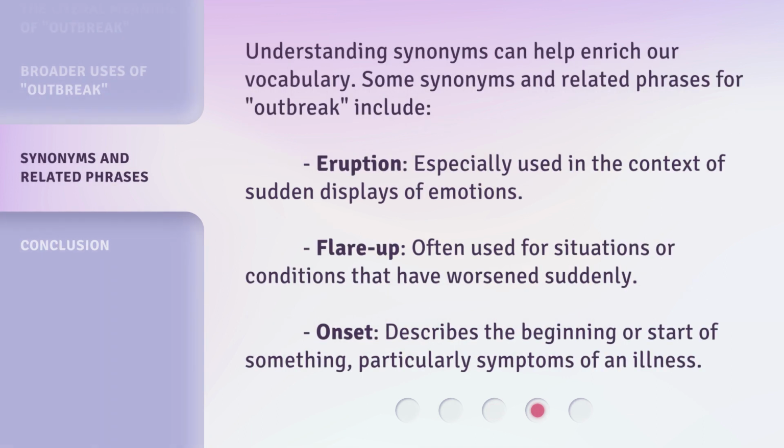Understanding synonyms can help enrich our vocabulary. Some synonyms and related phrases for outbreak include eruption, especially used in the context of sudden displays of emotions; flare-up, often used for situations or conditions that have worsened suddenly; onset, describes the beginning or start of something, particularly symptoms of an illness.